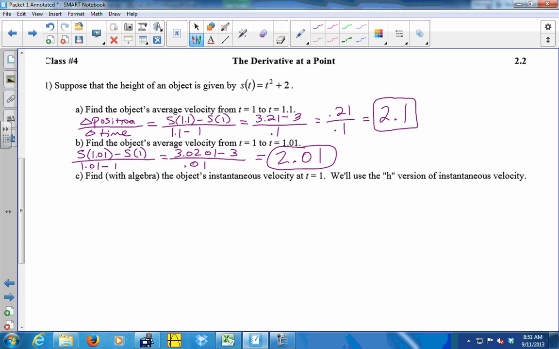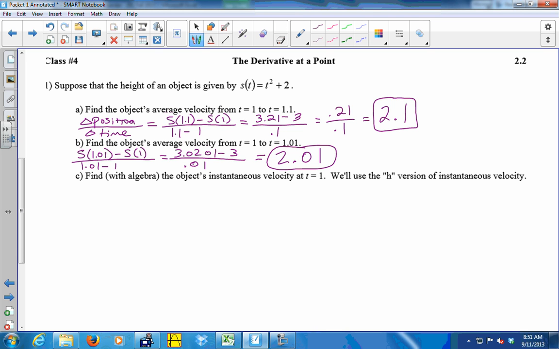So what would you guess, just based on these two average velocities over small time intervals, what do you guess the instantaneous velocity is? 2. Yeah, you might conjecture it's 2. So we're going to find with algebra the instantaneous velocity at t equals 1. Okay. We're not going to guess it. We're going to actually calculate it using a limit.